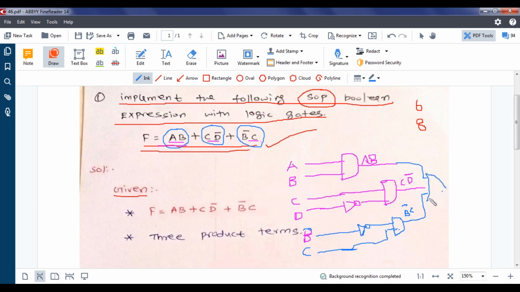Okay, we want to give it to the OR gate. So we want to combine all the three product terms. We want to give all the three product terms to the OR gate, then we want to get the final output. So this is your final output, capital Y. Capital Y is nothing but AB plus CD bar plus B bar C. So this is your final answer. So like that you want to implement.